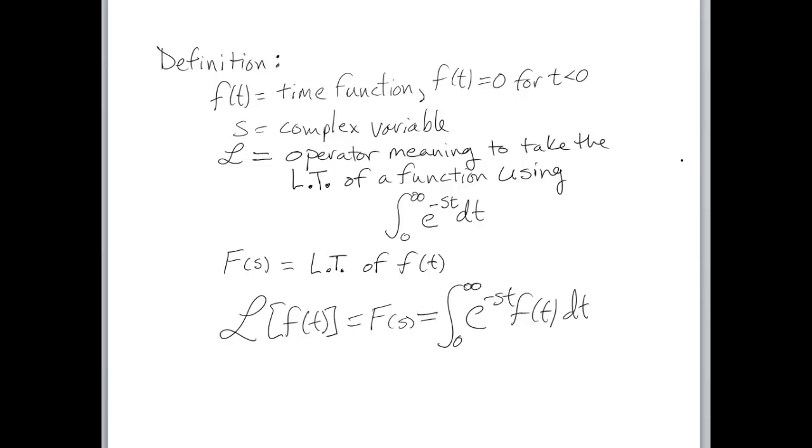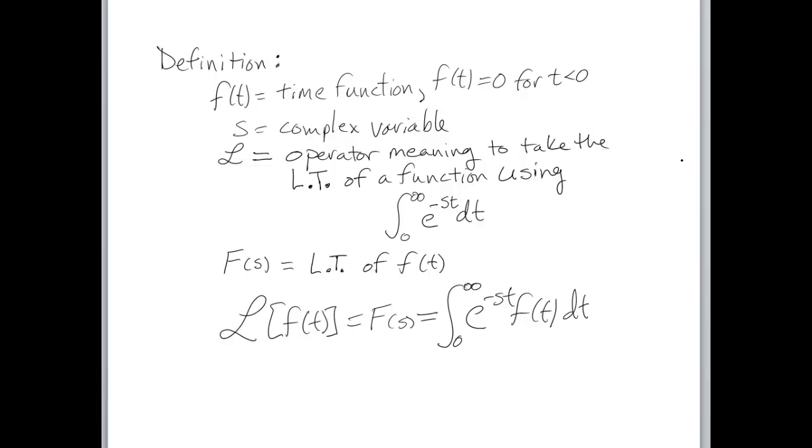First, we're going to be performing the Laplace transform on functions in time. And this function, f of t, is going to be 0 for any time less than 0. S is a complex variable. L is an operator, just like any operator, plus, minus, divide. It's an operator that's telling you to do something, and in this case, it's telling you to take the integral from 0 to infinity and multiply your function by e to the minus st dt.